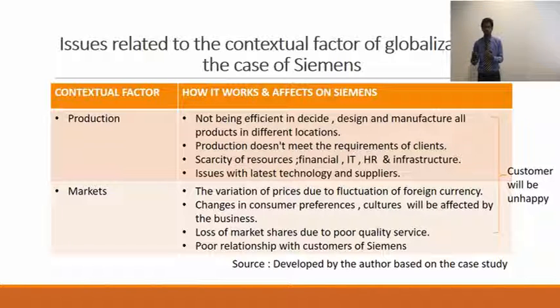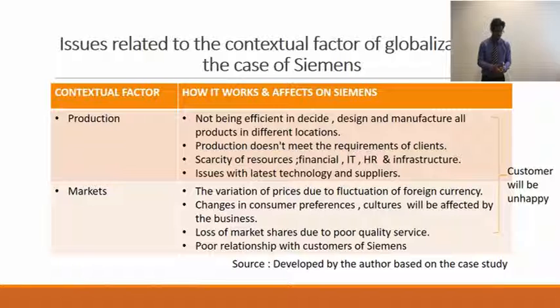There are also some issues with the latest technology and with supplies, because the supplier is the one giving the raw materials, and in the market there are so many suppliers giving low quality raw materials at a higher price. So Siemens needs to focus on those things as well.